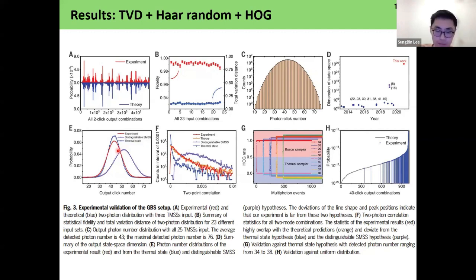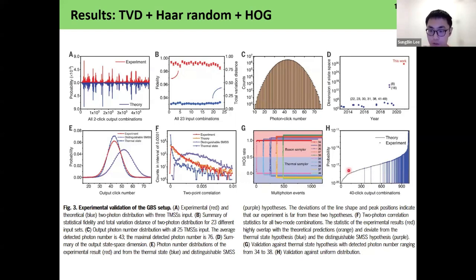They also checked the two-point correlations and discovered that their experimental values coincide well with the theoretical curves, given in red and orange, unlike the thermal state distributions or the single mode squeezed state distributions. And they achieve quite high heavy outcome generation rates for boson samplers. They achieve HOG more than 1.0 when the photon losses are not even that large. On the contrary, with thermal samplers, the heavy outcome generation rates are very low, near zero.